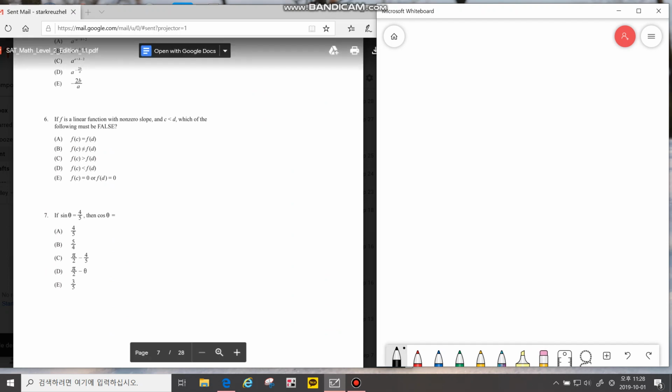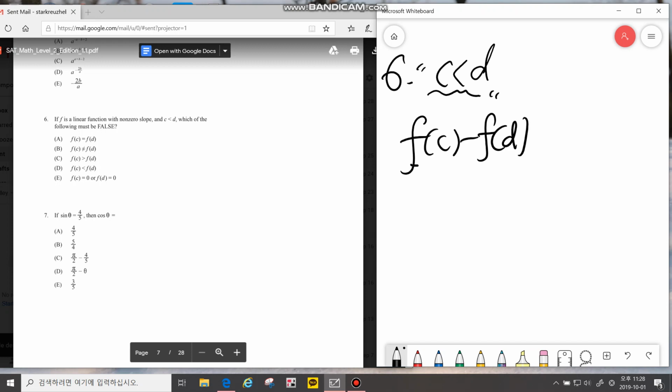6, what this problem means is if f is a linear function with non-zero slope, non-zero slope is what is important here. So non-zero slope means you have C and D that are of different values, and then if you do this to calculate the slope, this cannot be zero, okay? So this directly goes against the choice A.